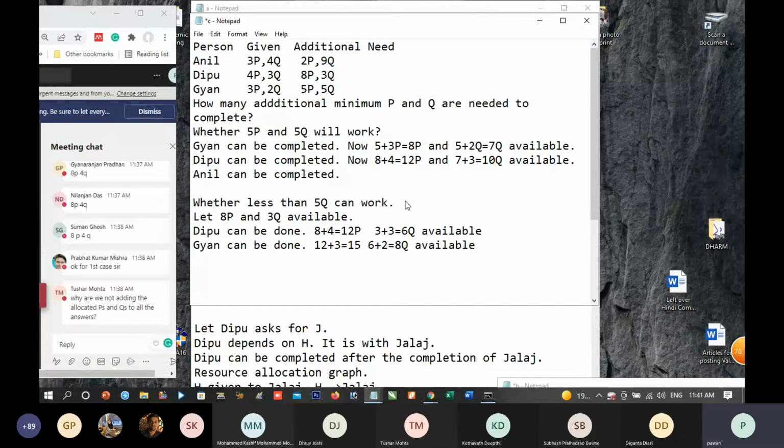Anil cannot be done. Anil needs 9Q. But Anil needs 9Q. So hence 8P and 4Q are minimum additional needed. Is it correct?